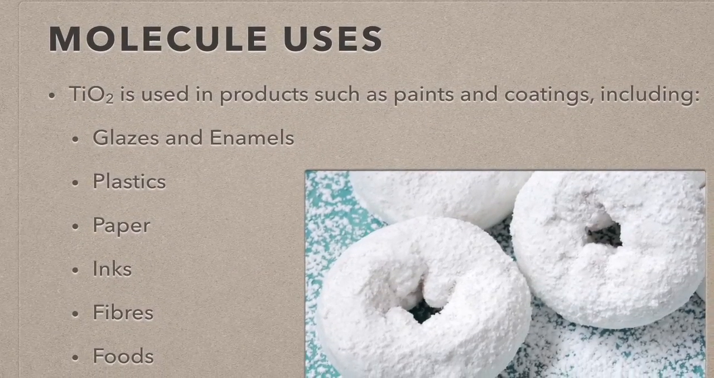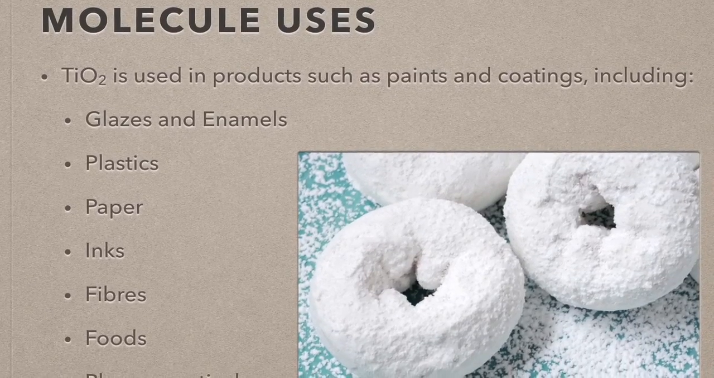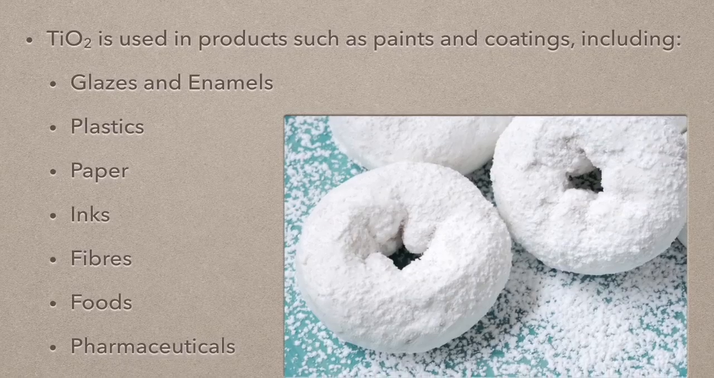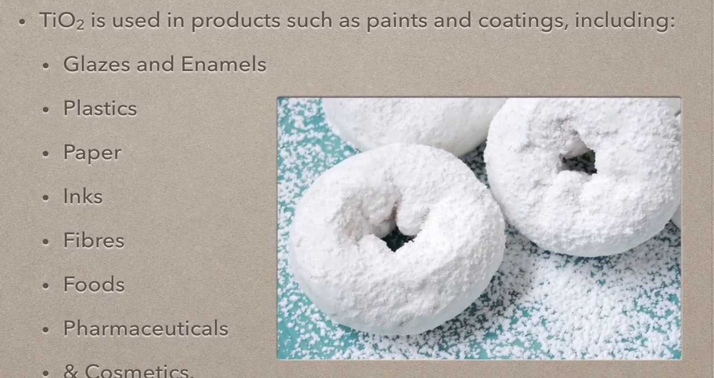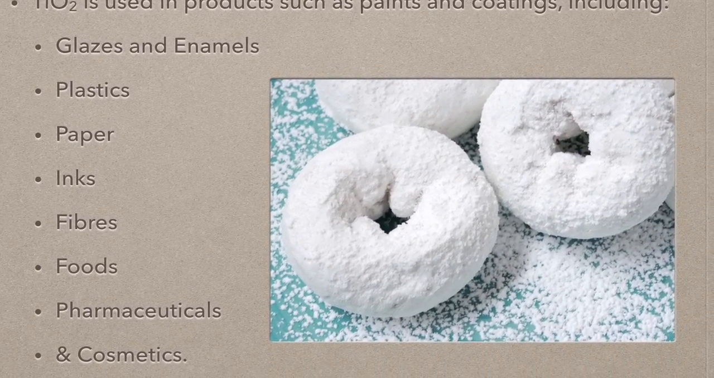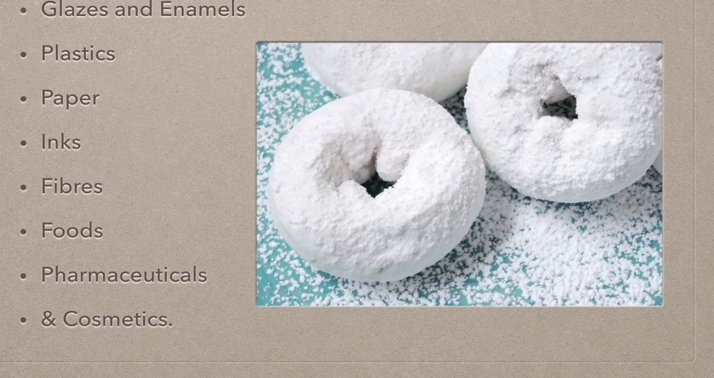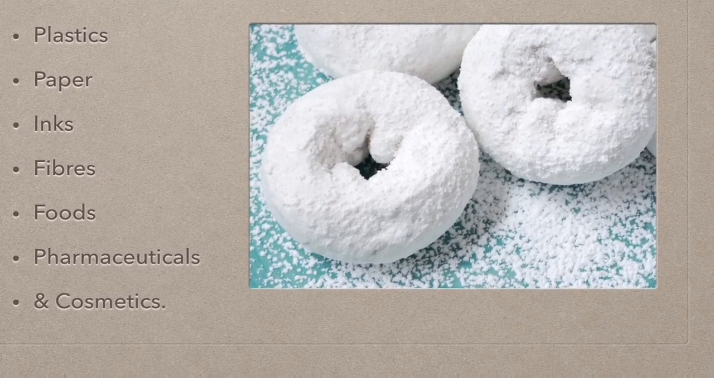Titanium dioxide is used in products such as paints and coatings, including glazes and enamels, plastics, papers, inks, fibers, foods, pharmaceuticals, and cosmetics. It's most commonly used for white pigmentation of commercially produced items.